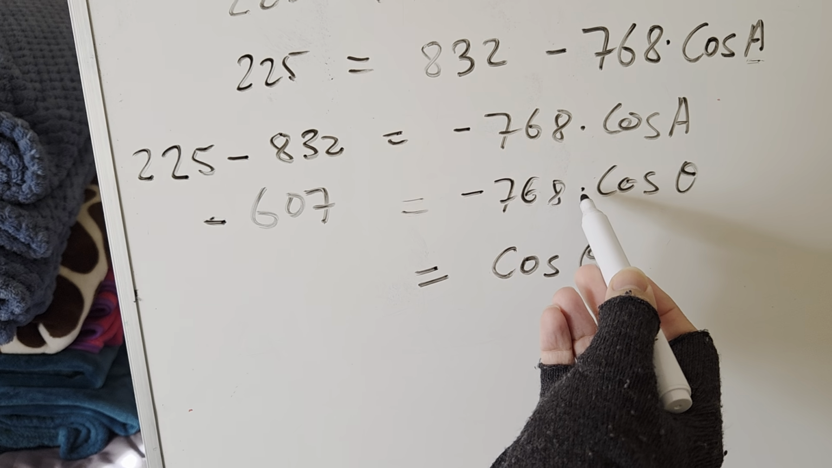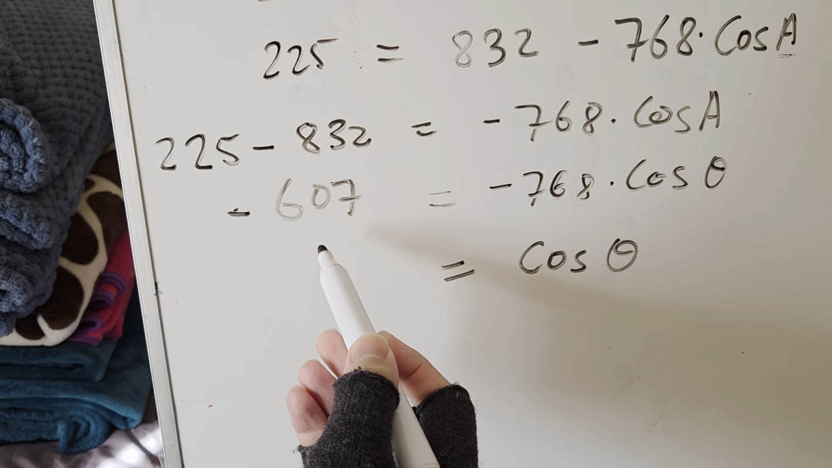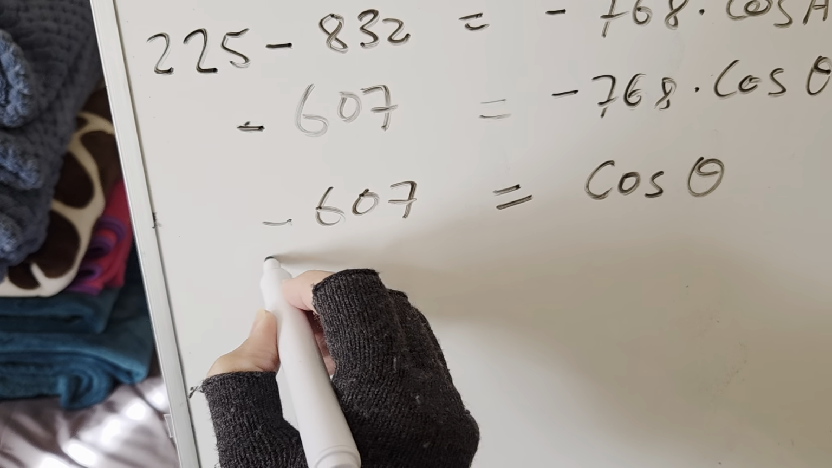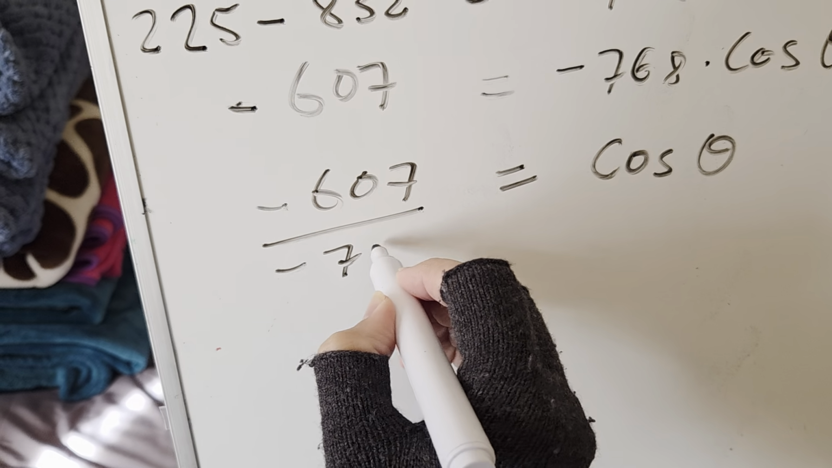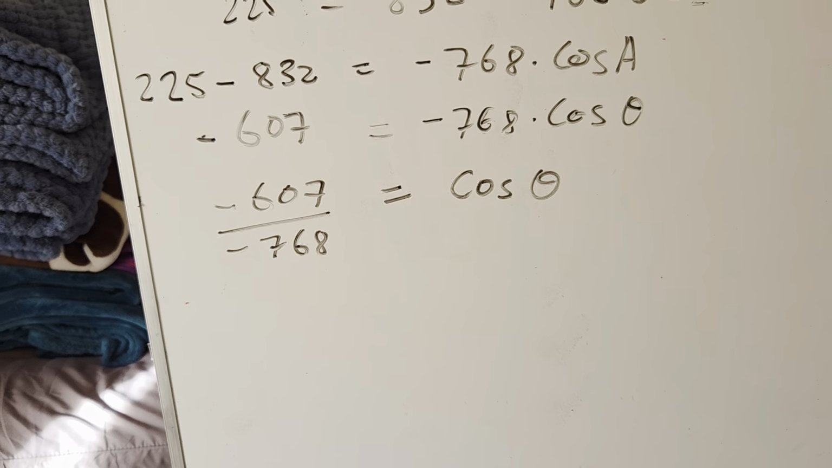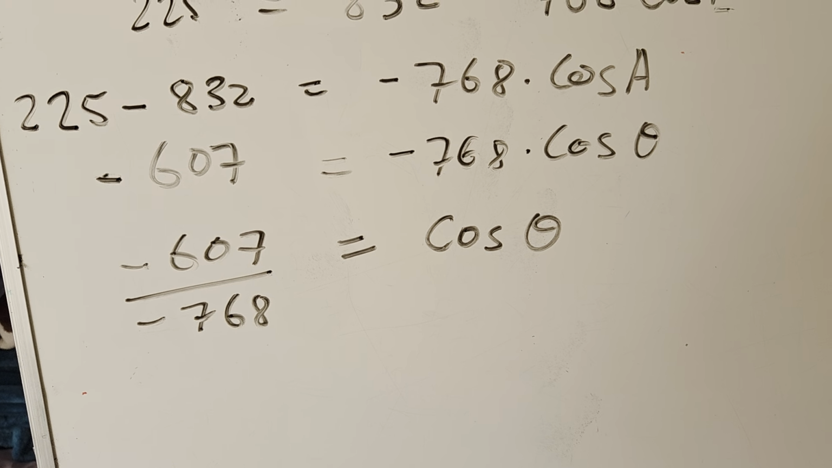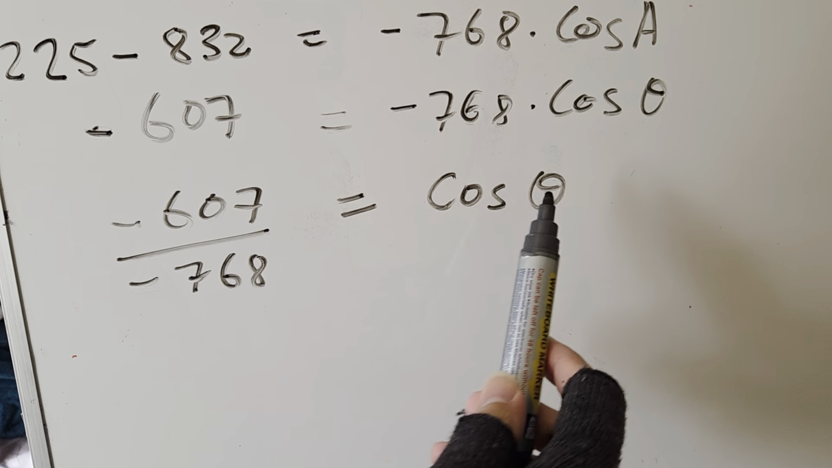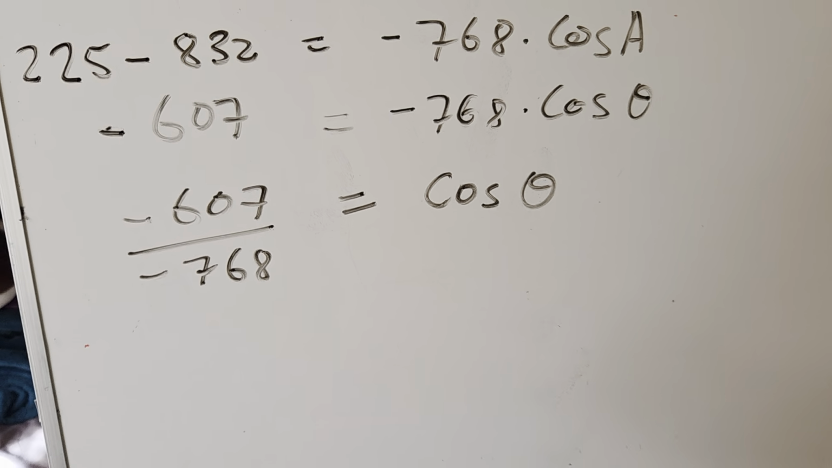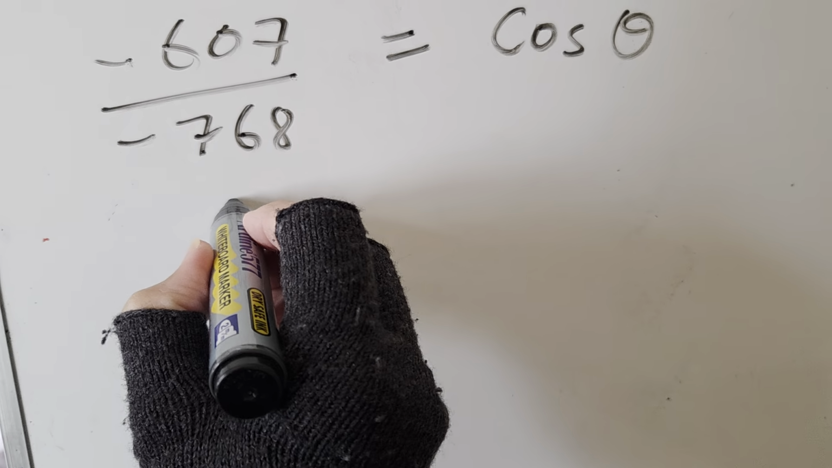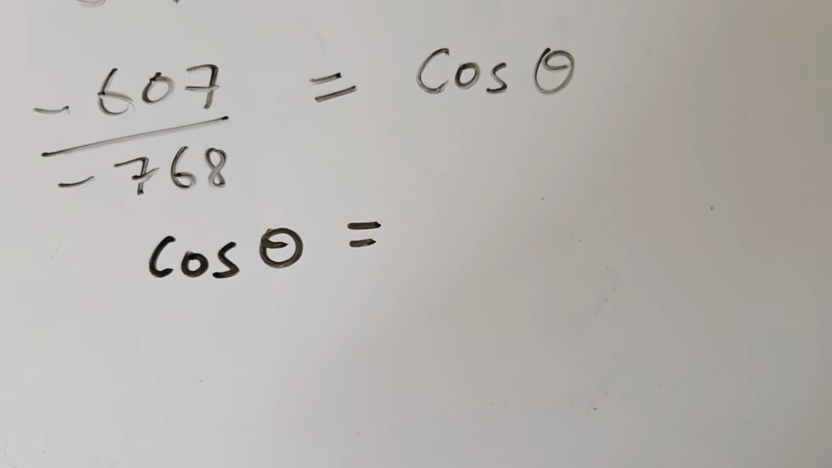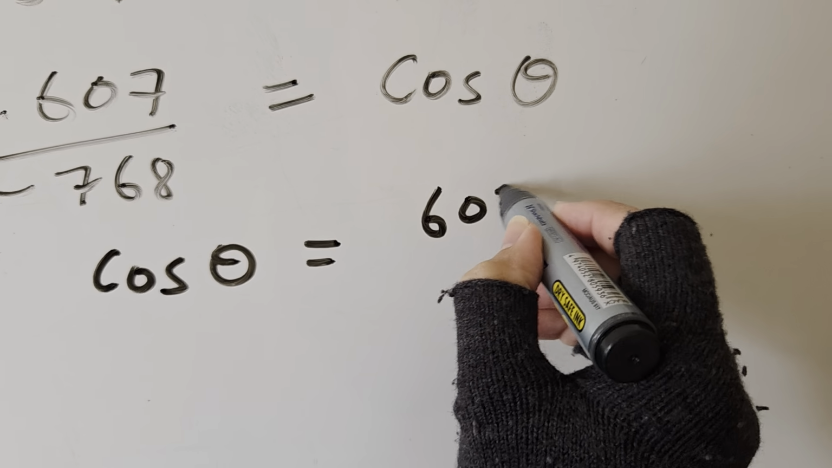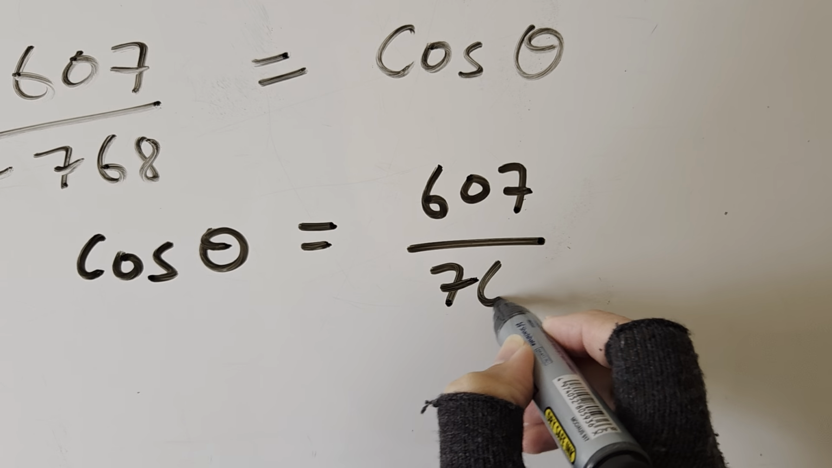Negative 768, which is multiplying on the right hand side, goes to the left hand side and becomes opposite. Opposite of times is divide. So negative 607 divided by negative 768. One good thing we can do over here is swap the right hand side and the left hand side, because the variable we are finding appears on the right hand side. Let's bring it to the left hand side for comfort. So cosine of theta will be equal to, take that fraction on the right hand side, 607 divided by 768.